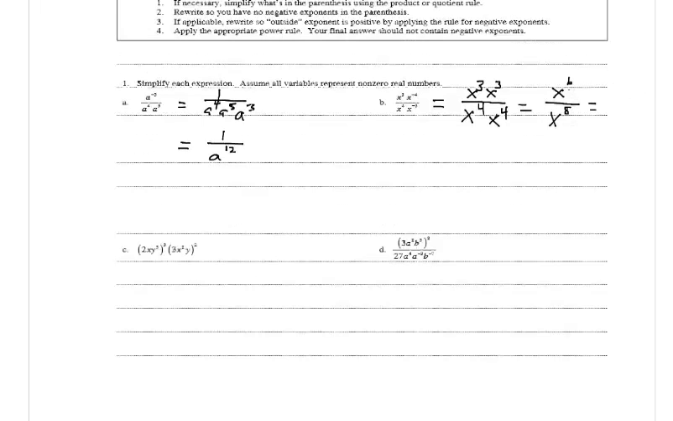And then when we simplify this, we have x to the sixth divided by x to the eighth, and we're going to subtract the exponents. So we're going to have x to the negative 2. And the directions said not to have any negative exponents, so we're going to rewrite this as 1 over x squared.